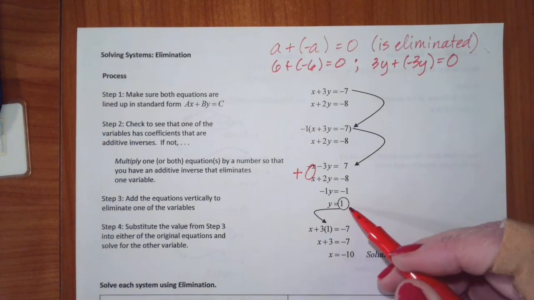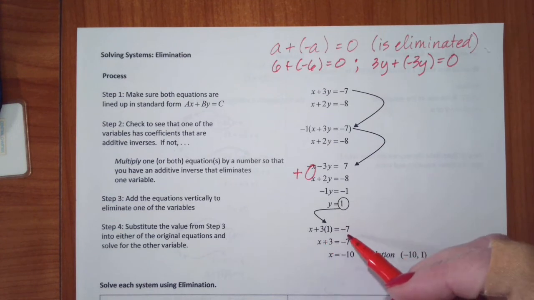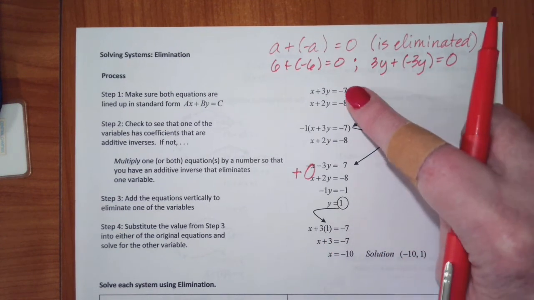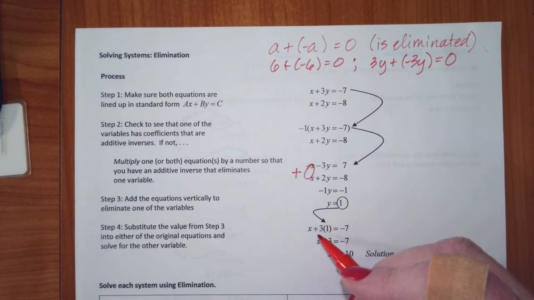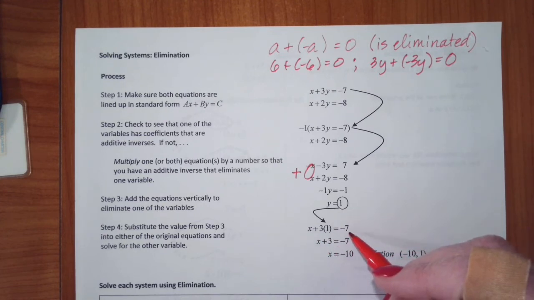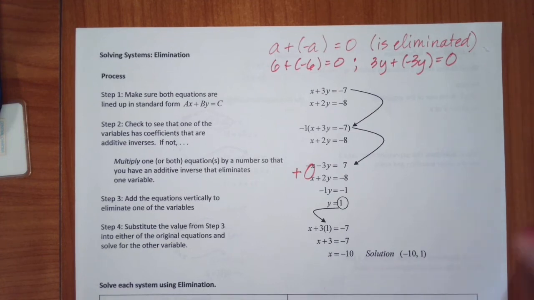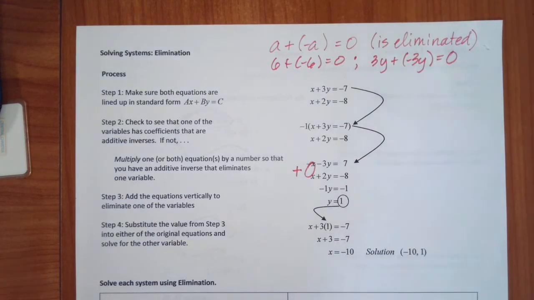Since I know what y is, I can plug it into one of the equations and solve for x. I chose this one. It doesn't matter. So x plus 3 equals negative 7, and x equals negative 10. So my solution is negative 10, 1.